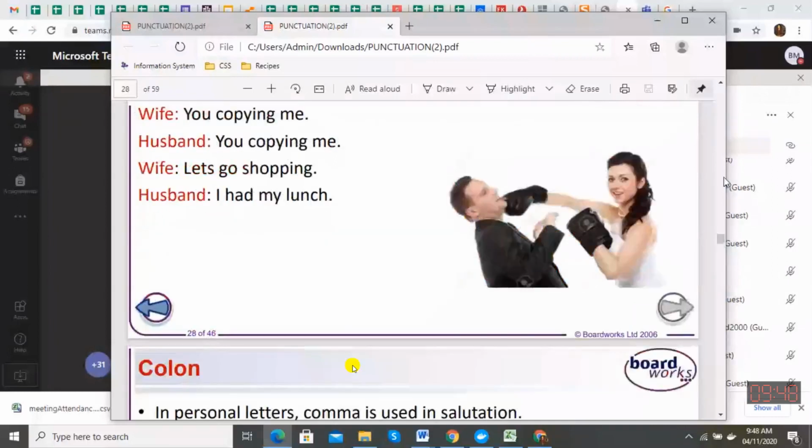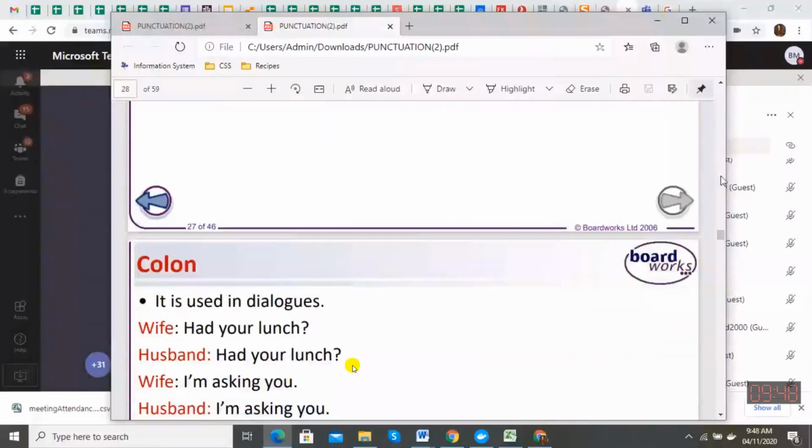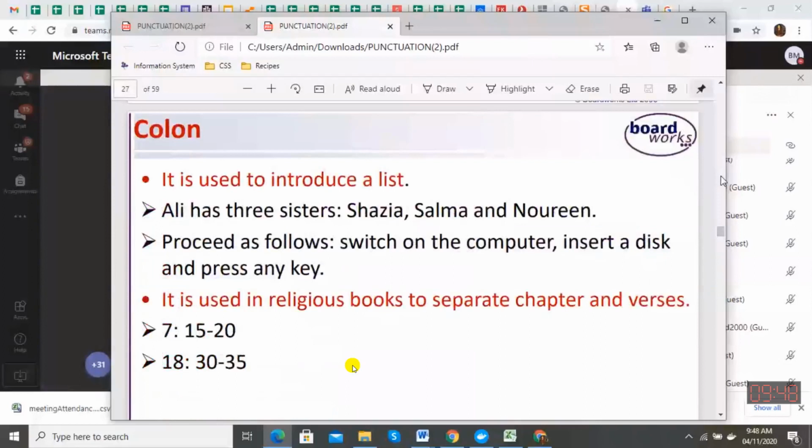Ma'am, I have different things in my bag: books, stationery, pencils, pens. There are seven. The Prime Minister of Pakistan is very brave; Imran Khan.